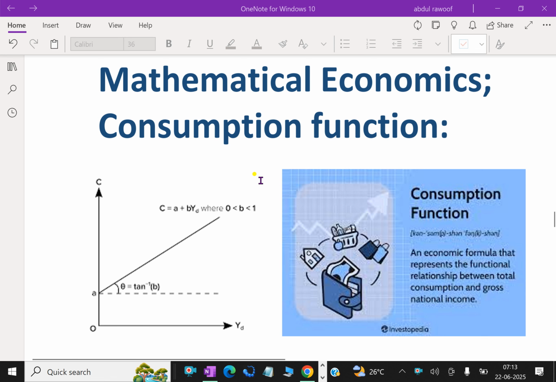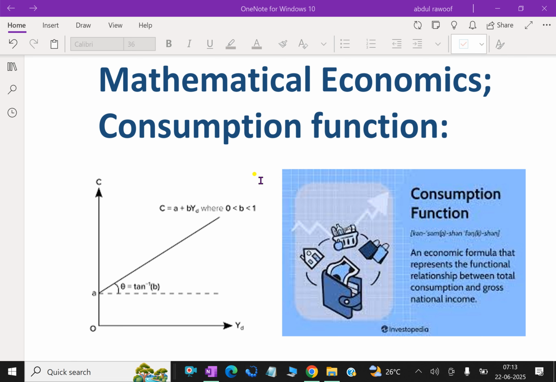In mathematical economics, let us discuss the consumption function. The consumption function refers to the relationship between income and consumption. It is a functional relationship between consumption and income. Symbolically, the relationship is represented by C equals f of Y, where C is the consumption and Y is income. That means C is a function of Y.